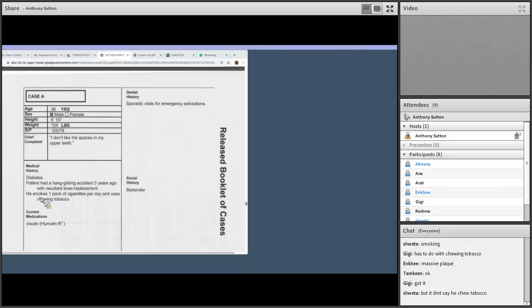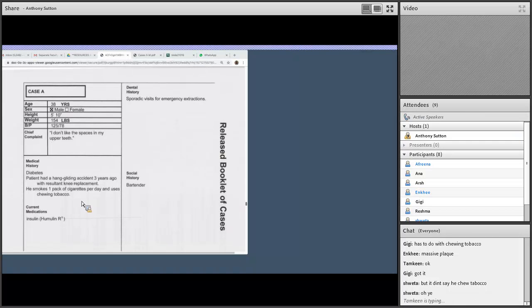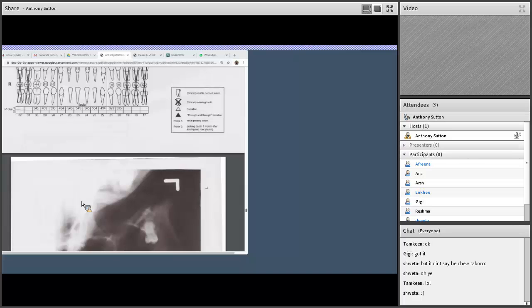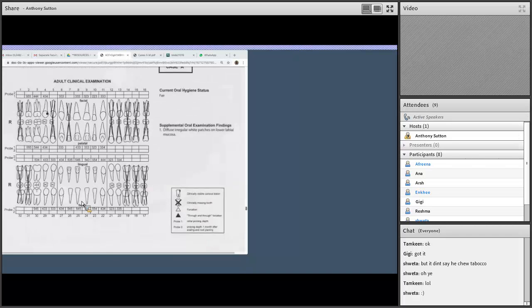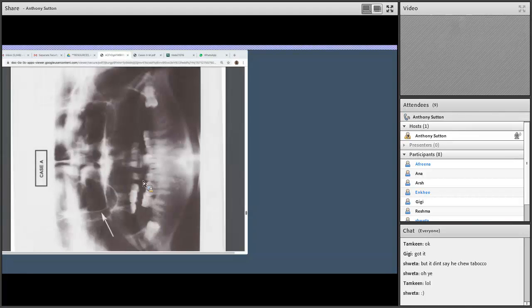It did say he chewed. Let's see. He smokes 1 pack of cigarettes per day and uses chewing tobacco. Oh yeah. All right, we got everything that we can from those 2 slides.